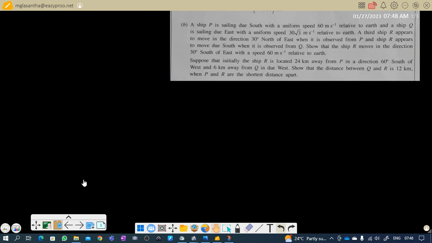It is specified that ship P is sailing due south with uniform speed 60 meters per second relative to Earth. Ship Q is sailing due east with uniform speed 30 root 3 m s^-1 relative to Earth, right? The velocities of the two ships relative to Earth are given.